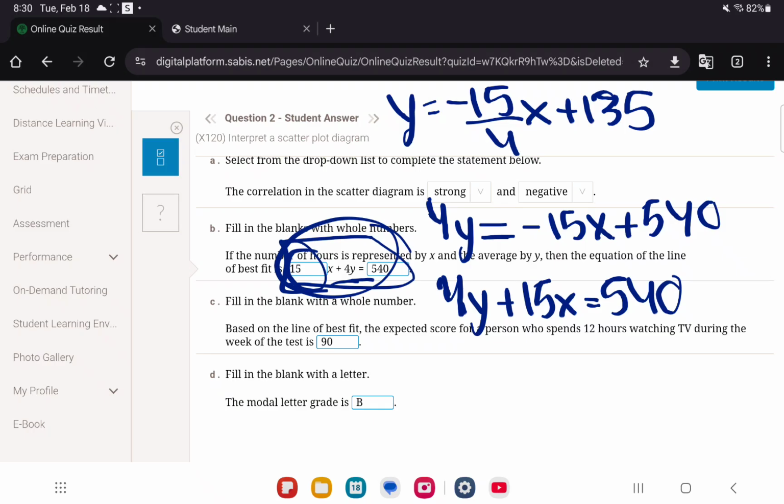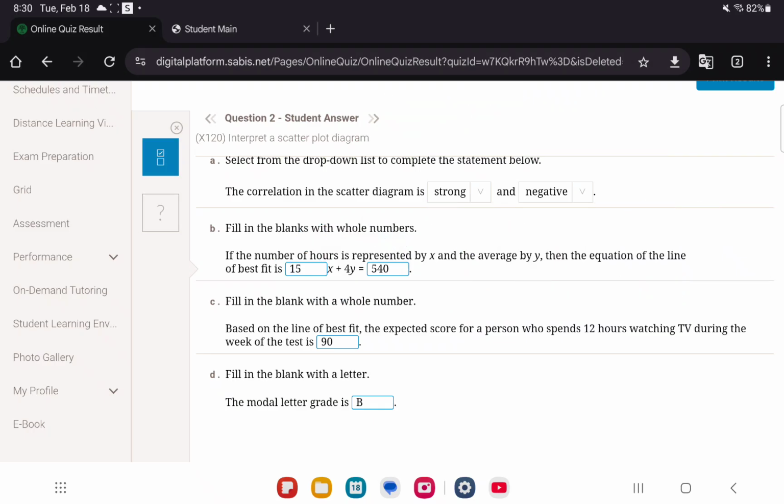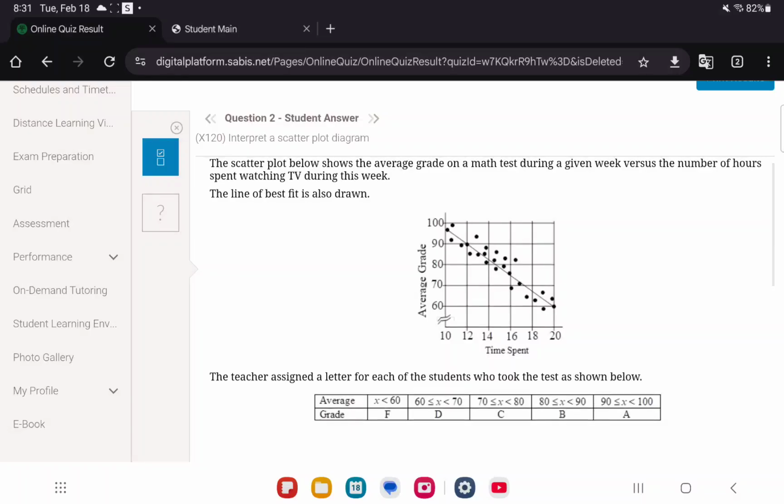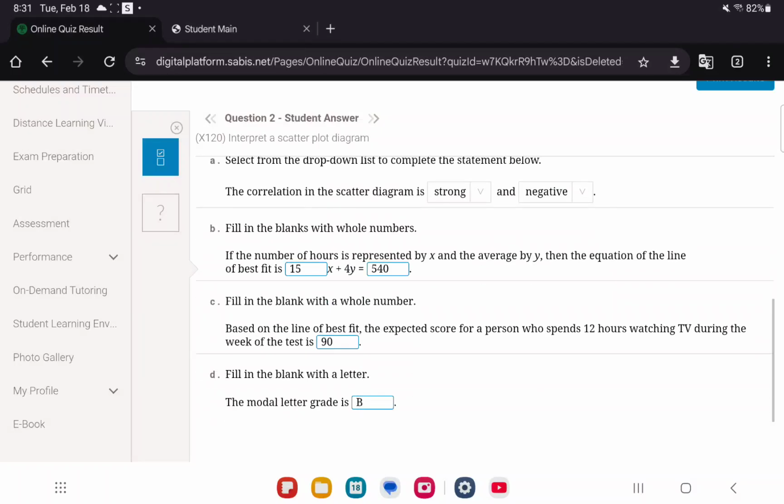Now they want, based on the line of best fit, the expected score for a person who spends 12 hours watching TV during the week of the test. So you go up to the scatter diagram, you go to 12, you go up, you see 90. That's as easy as it is.